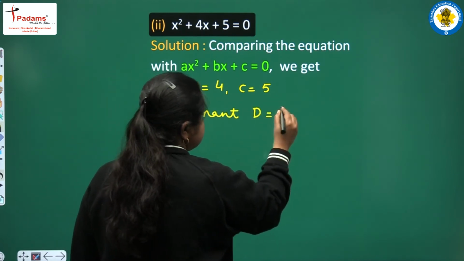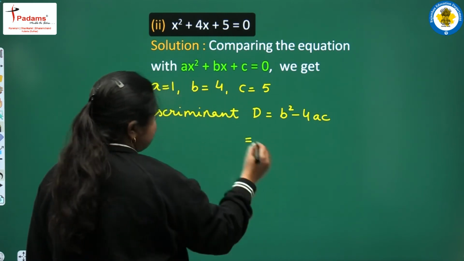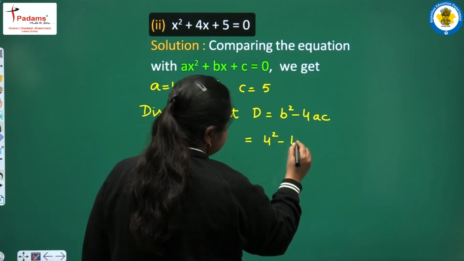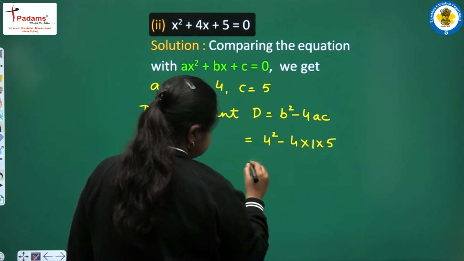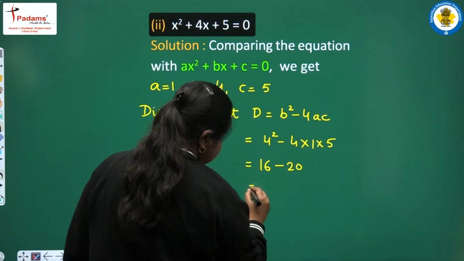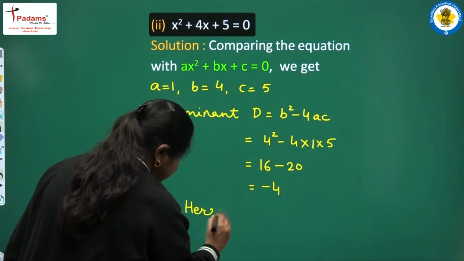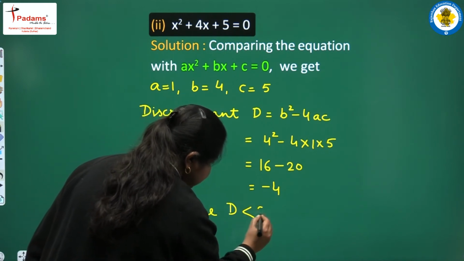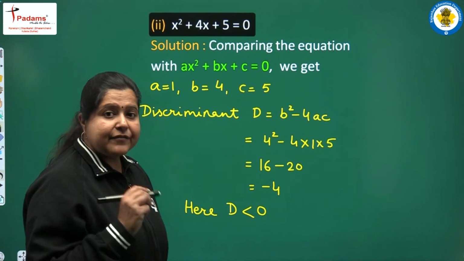D is equal to b square minus 4ac. The value of b is 4, so 4 square minus 4 into a is 1 and c is 5. This is 16, now minus 4 fives are 20, and this is minus 4. So here what do we see? Discriminant is less than 0, and so this equation will not have real roots.